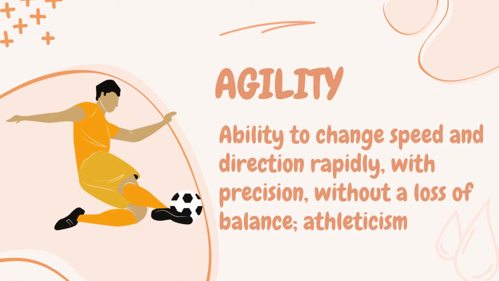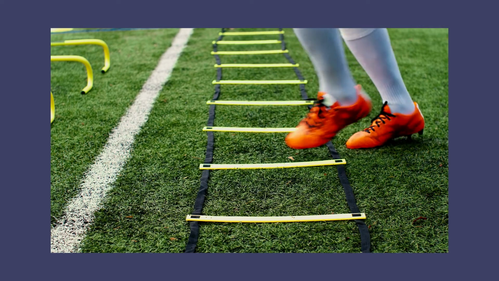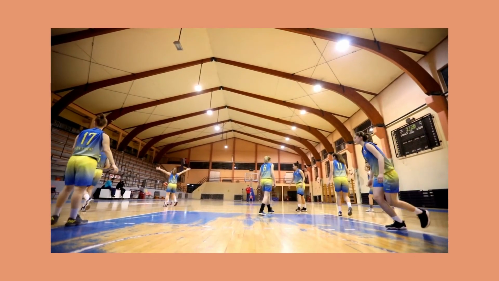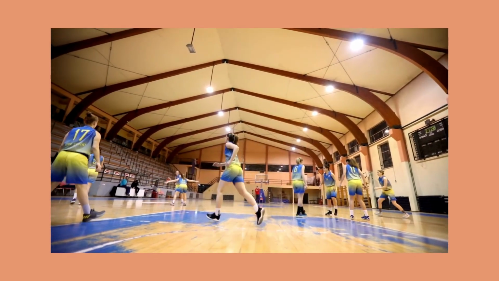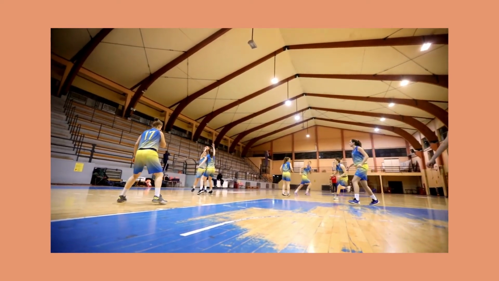Our last and final fitness component is agility. This is the ability to change speed rapidly and direction as well with accuracy, maintaining your sense of balance. Agility is the summary of all the components that we've talked about so far, making you a better athlete. A great example of agility is basketball. In basketball, you have to change speed and direction extremely rapidly, keeping up with game speed.